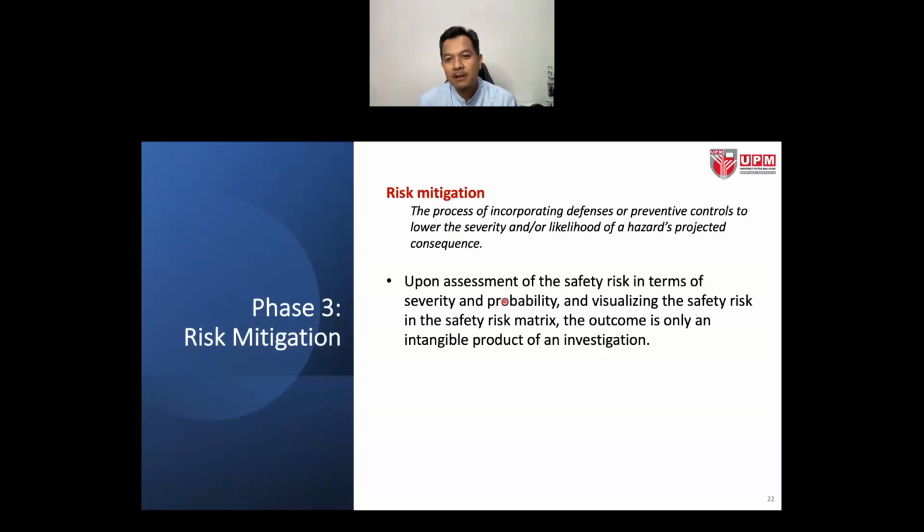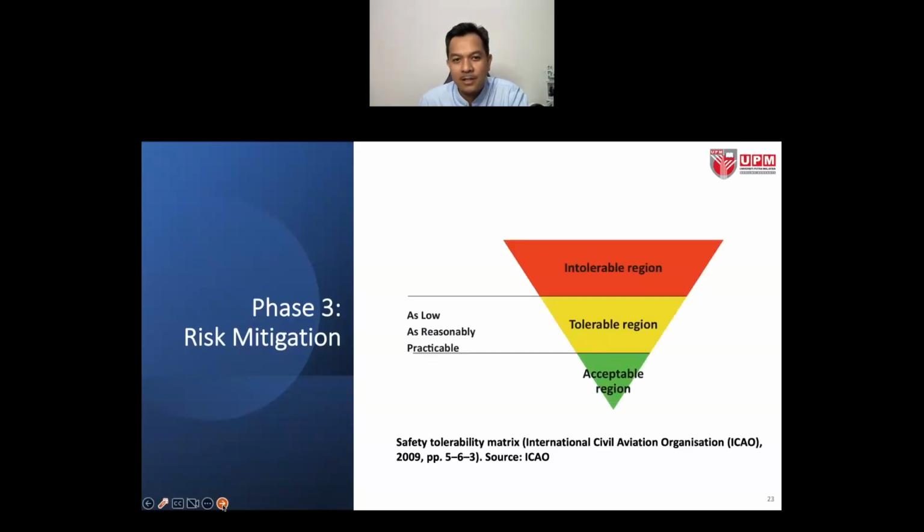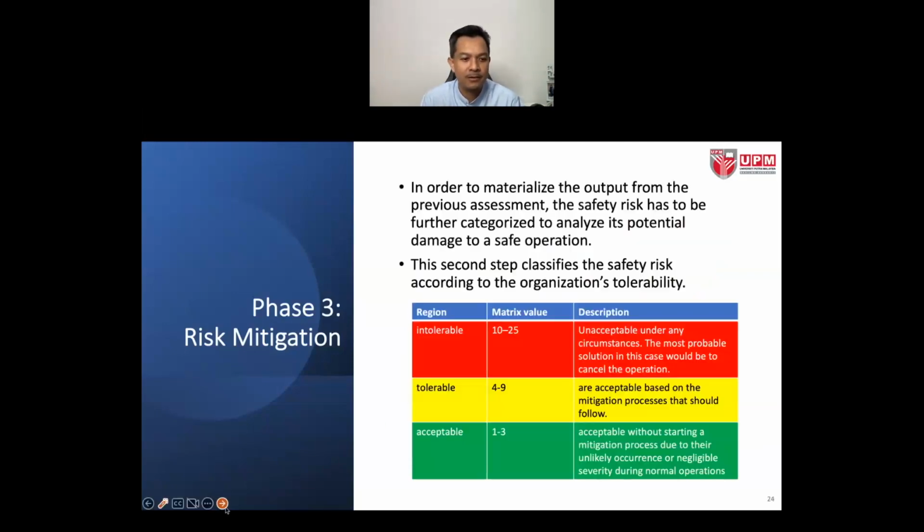Upon assessment of the safety risk in terms of severity and probability, and visualizing the safety risk in the safety risk matrix, the outcome is only an intangible product of an investigation. So the safety tolerability matrix is defined in ICAO: intolerable region, tolerable region, and acceptable region. Basically, as low as reasonably practicable. So you want the risk to be in the acceptable region.